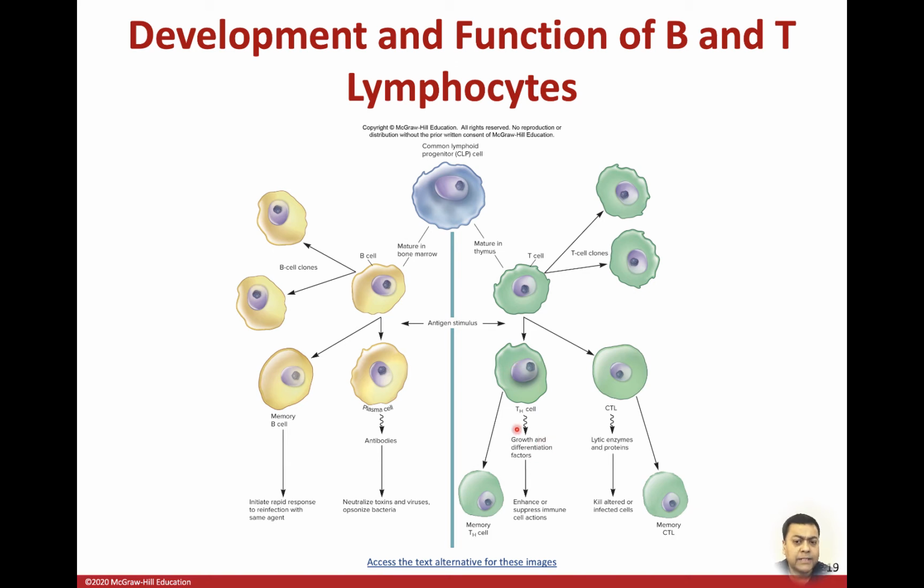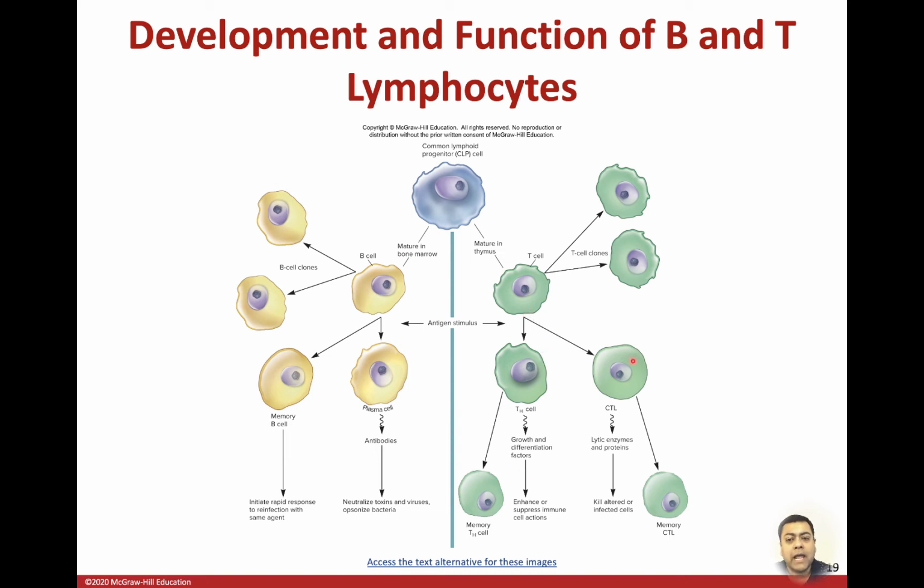This will release growth differentiation factor. This will enhance or suppress the immune cell action, including the B cells. And some of these T helper cells will become memory T helper cells and will remain in your system for the rest of your life mostly. And that's your T helper cell development. These contain CD4, cluster of differentiation 4, on their surface.